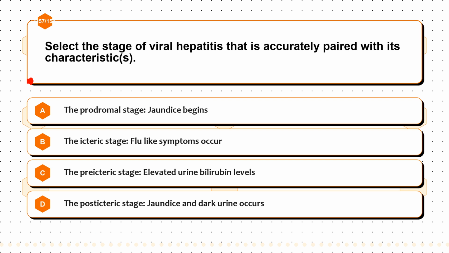Question 57. Select the stage of viral hepatitis that is accurately paired with its characteristic. Here are the options. Option A. The prodromal stage. Jaundice begins. Option B. The icteric stage. Flu-like symptoms occur. Option C. The preicteric stage. Elevated urine bilirubin levels. Option D. The posticteric stage. Jaundice and dark urine occurs.